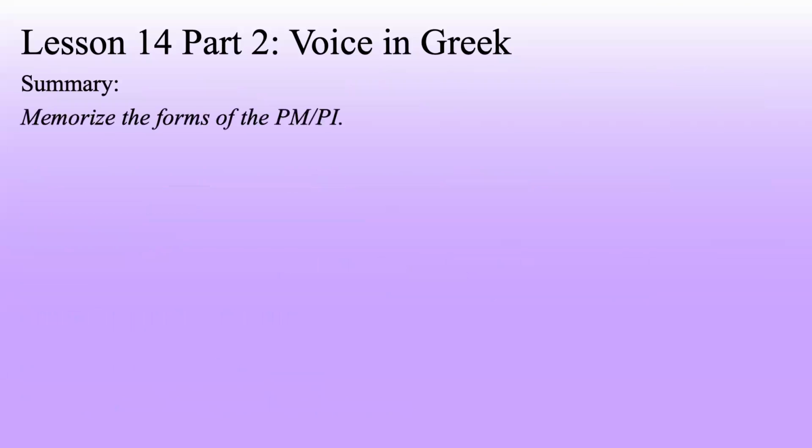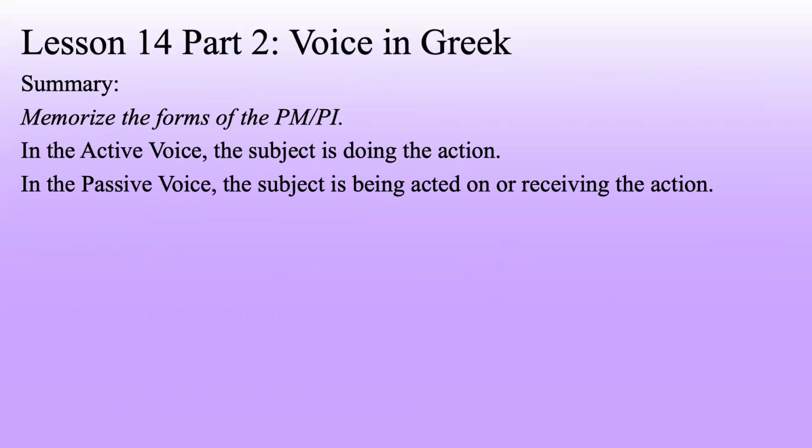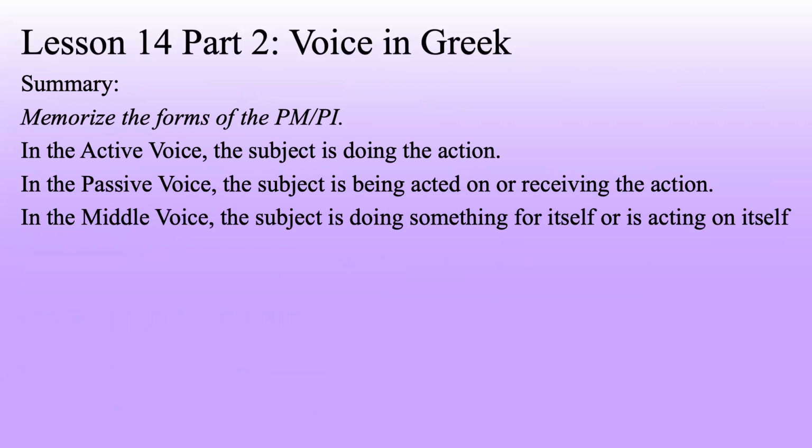Summary. Memorize the forms of the present middle passive indicative. In the active voice, the subject is doing the action. In the passive voice, the subject is being acted on or receiving the action. In the middle voice, the subject is doing something for itself or acting on itself.